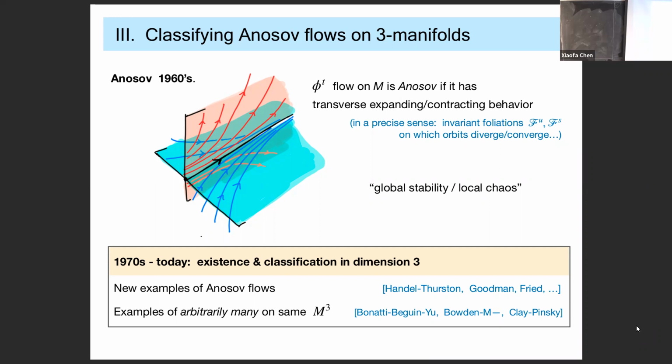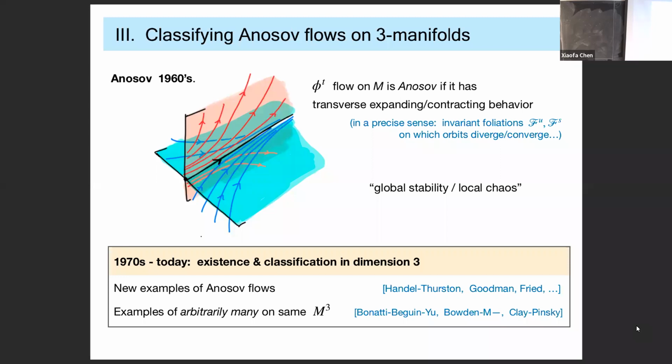Geodesic flow. There are some things you can build algebraically, and then examples, right, and hopefully classify them. Work of Handel and Thurston and Goodman and Fried and more people up to present day gave techniques to take some building blocks and glue them together and give new examples. Most of these apply only in dimension 3. So we have lots of examples on 3 manifolds.